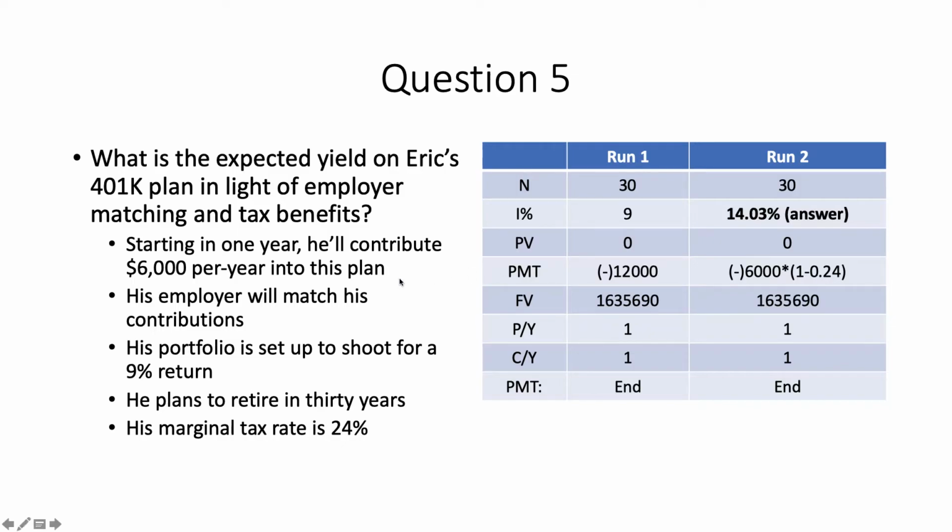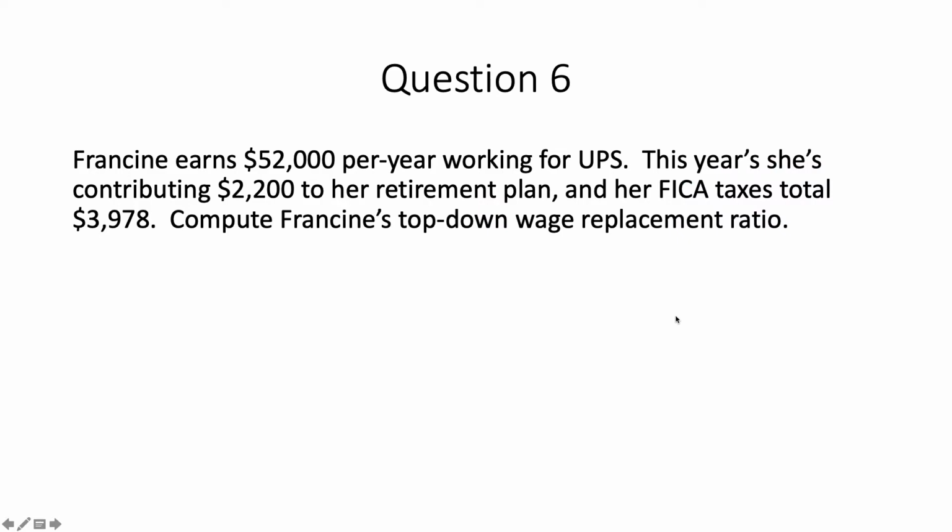And then you calculate the yield. So in light of employer matching and the tax break, the 24% discount on his contribution, his yield is not 9%, it's really 14%, or 14.03%. Francine earns $52,000 working at UPS.